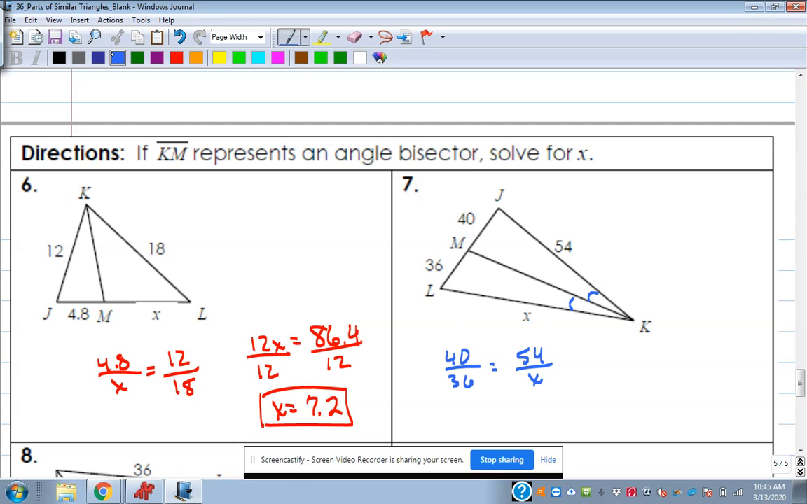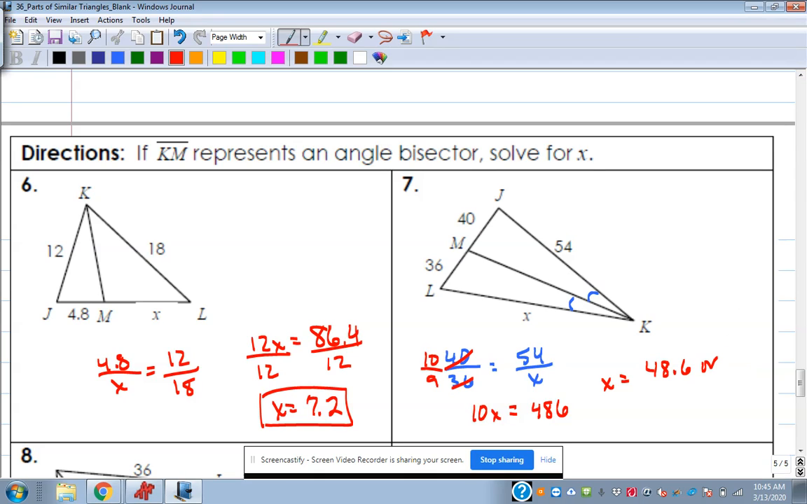Good job. I'm going to simplify that one. 40 and 36 would be 10 over 9. Yeah, that's a lot easier. 10x equals 9 times how much? 486. And divide that by 10. 48.6, or the decimal for that.